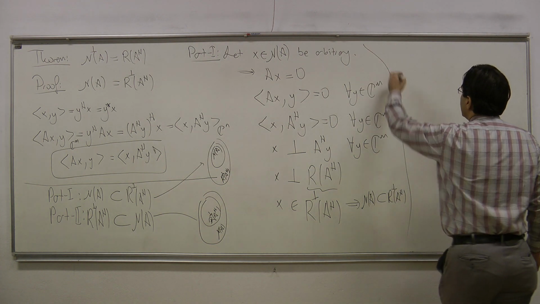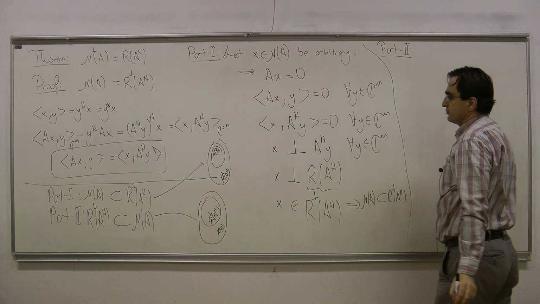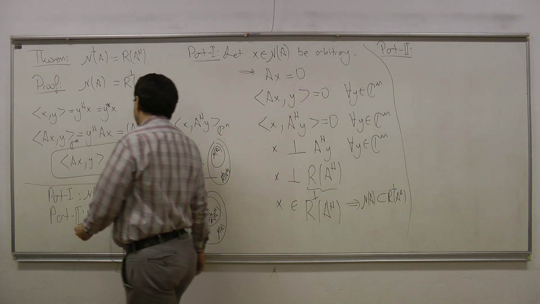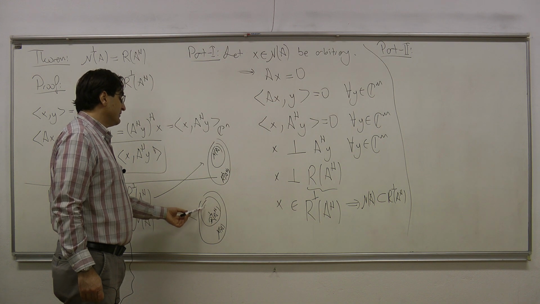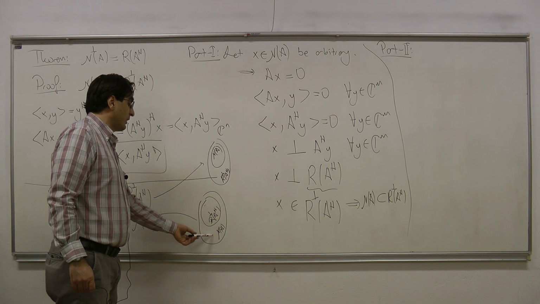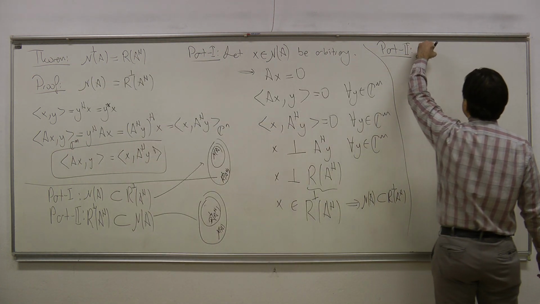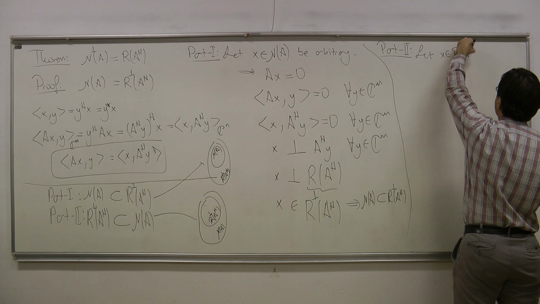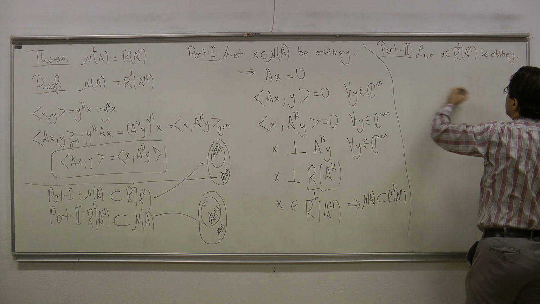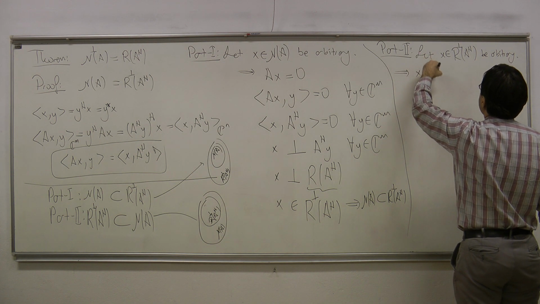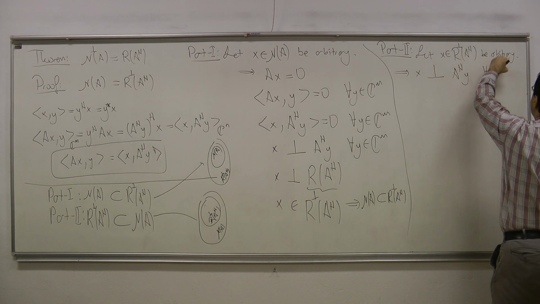Okay? Let us now go into part 2. In part 2, I will try to do the reverse. I will take an arbitrary element inside range space of A Hermitian orthogonal complement, and then I will show that it is also an element of null space of A. So let X inside range space of A Hermitian orthogonal complement be arbitrary. Then we know that X is orthogonal to any vector A Hermitian Y for all Y in Cm.